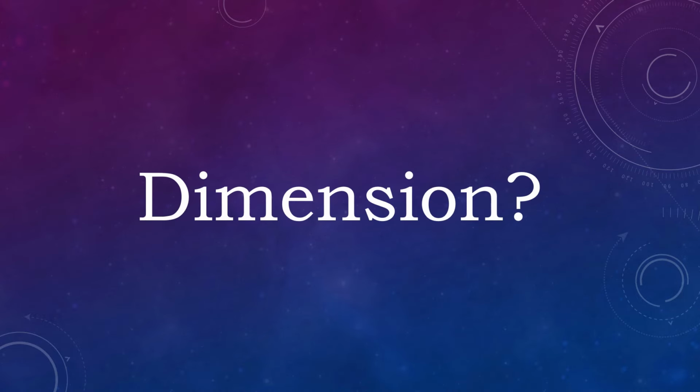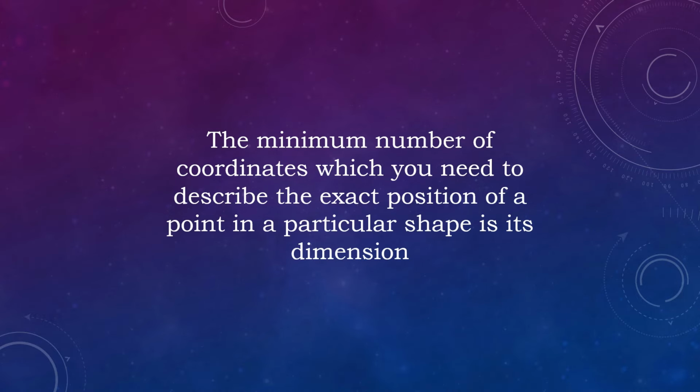To answer the question in the video title, we first have to understand what we mean by the word dimension. Easy, right? The minimum number of coordinates which you need to describe the exact position of a point in a particular shape is its dimension.